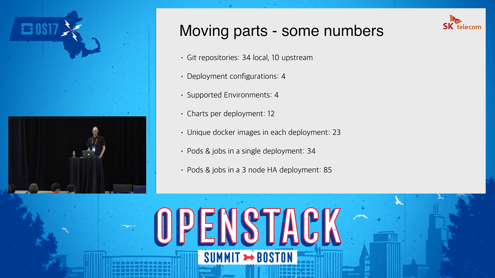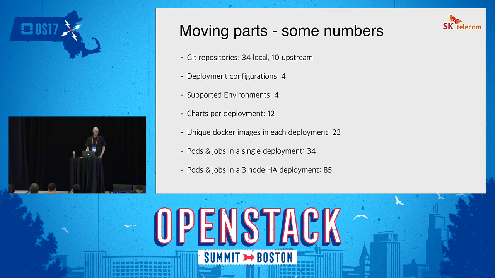Docker images for every deployment, 23. Obviously, a deployment here is an OpenStack deployment. So that's actually 23 images that we are building and maintaining to support that installation. Actually 22, because we don't actually use the Kolla rabbit image right now. We're still using the Mirantis one, I believe.